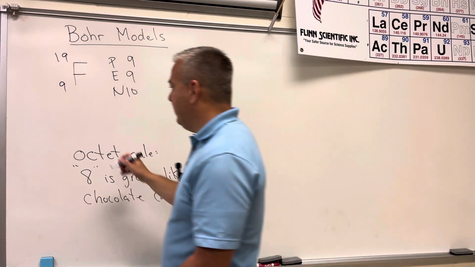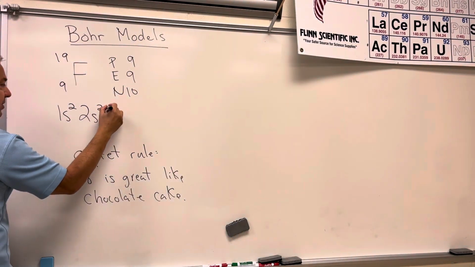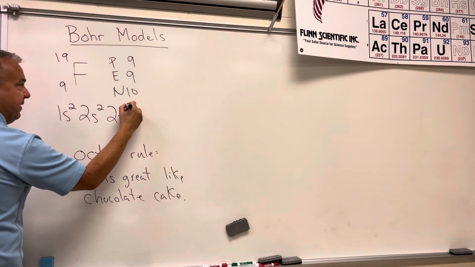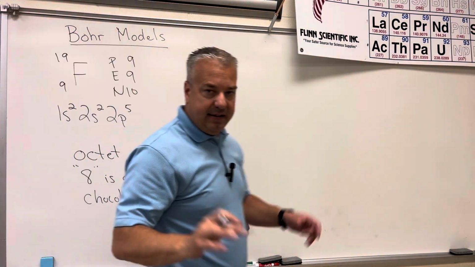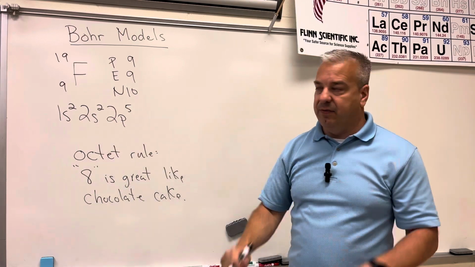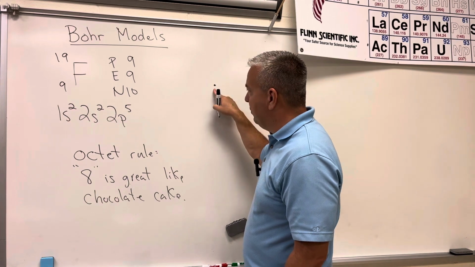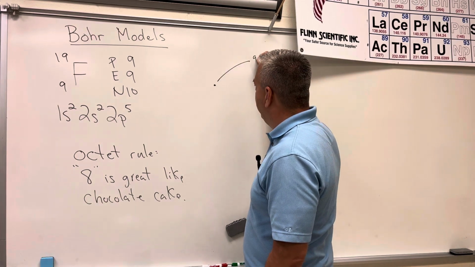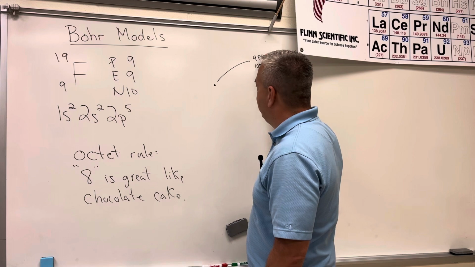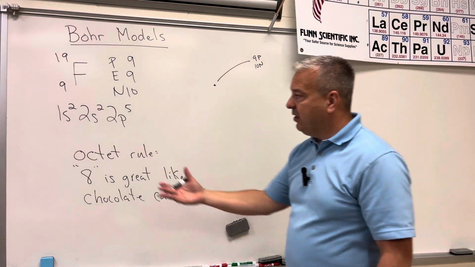Electron configuration is 1s2, 2s2, 2p5, okay? And like I said, if you want more information on how to get this code, watch the video on electron configuration. Making the atom, here's the nucleus. We're going to label the protons and the neutrons because that's what's inside the nucleus. And then the electrons are going to be in rings.